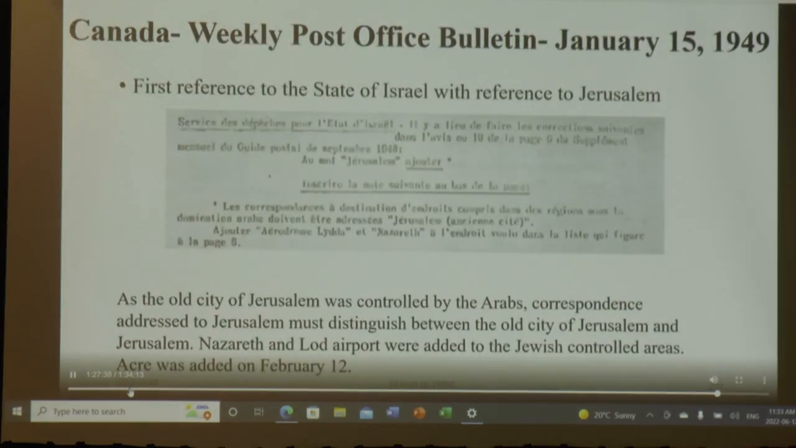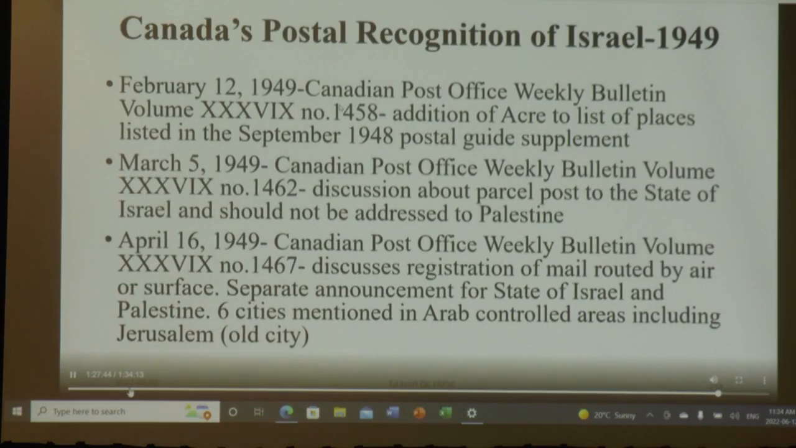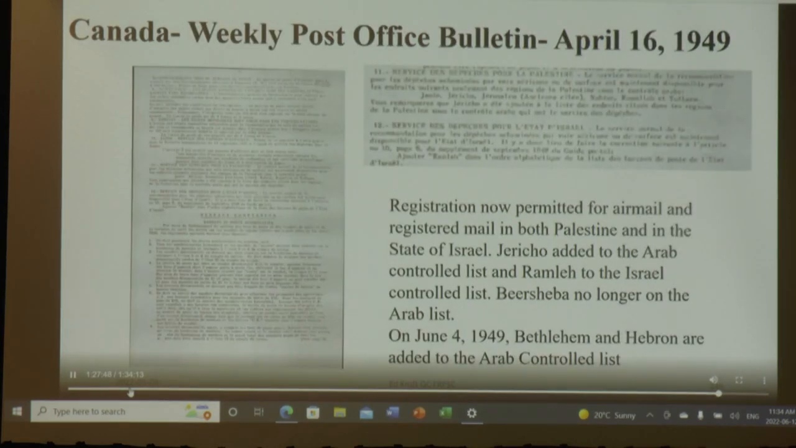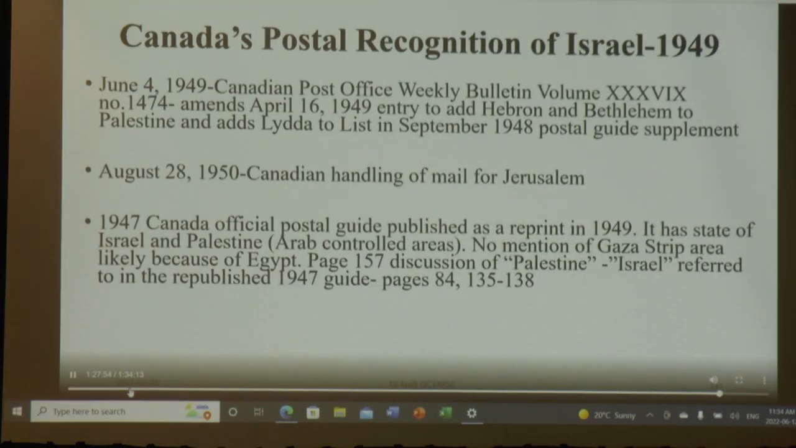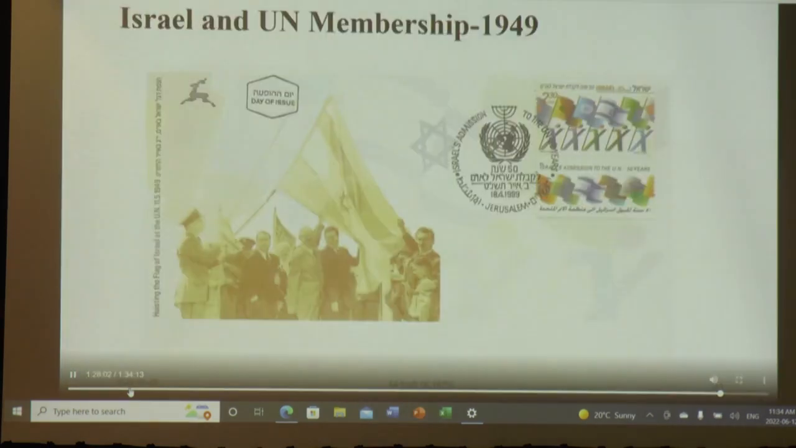There are the first references to the State of Israel by Canada in January of 1949. Parcel post occurs, more circulars talking about Canada and Israel, and there's registered mail going to the Arab-controlled areas. So more and more as time goes on, the file of external affairs recognizes everything.